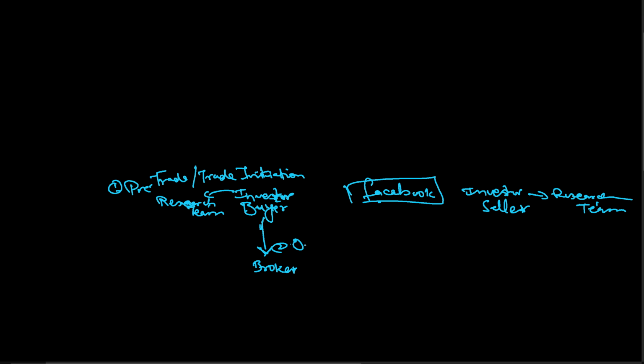Wherein he is placing the order placement stage. He is placing the order to the broker. Similarly, on the seller side also, he is approaching his broker and placing the order. So the second step is called the order placement stage.